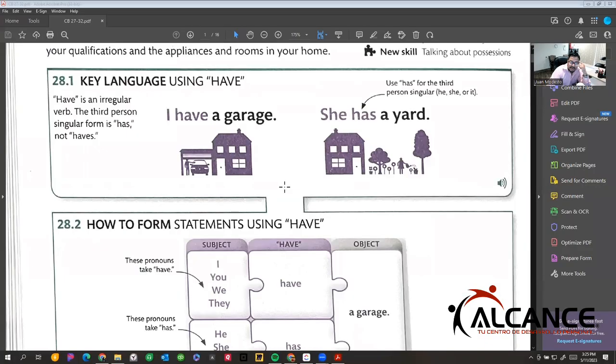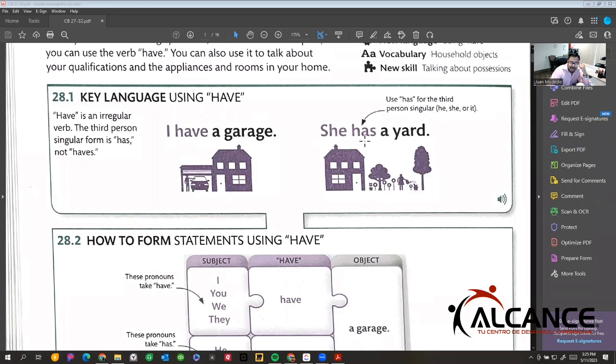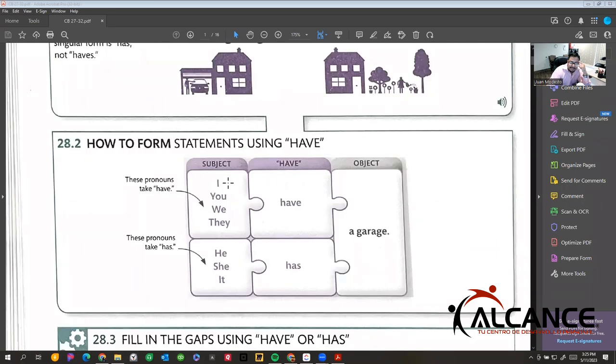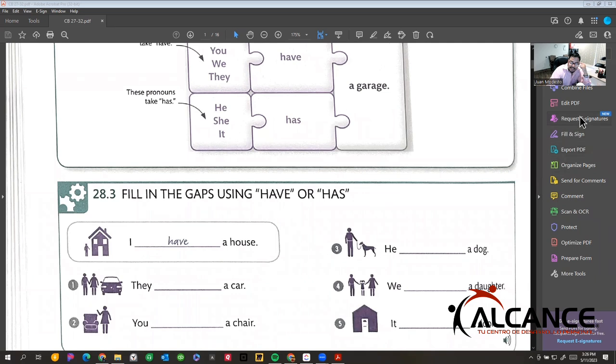Entonces, el único que aquí vamos a repasar es cómo decir cuando tienes algo. Se usa have or has. Y para primeras personas, que es I, you, we y they, se usa have. Para he, she, it, se usa has. Has a garage. ¿Ok?